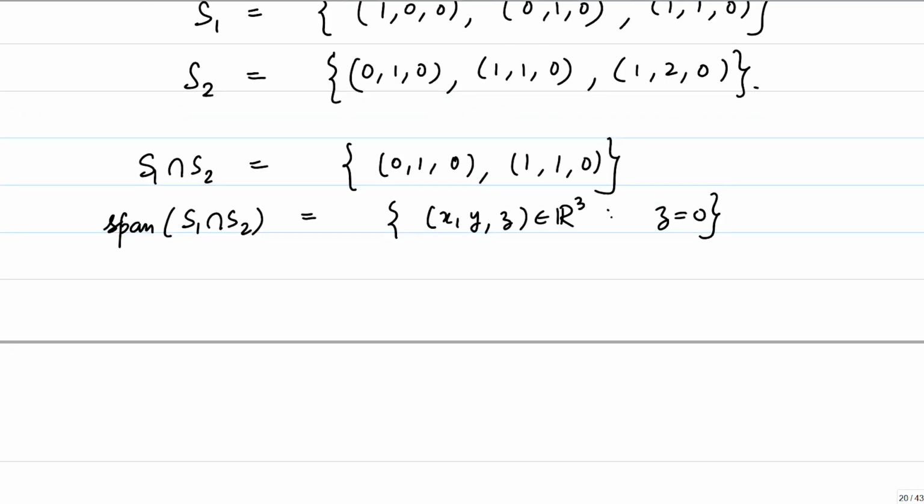In fact, you should check that span of S1 is also, let me call this W, is also equal to W, which is the same as span of S2. So yes, this is a case where all three are equal, and therefore span of S1 intersected with S2 is equal to span of S1 intersected with span of S2.